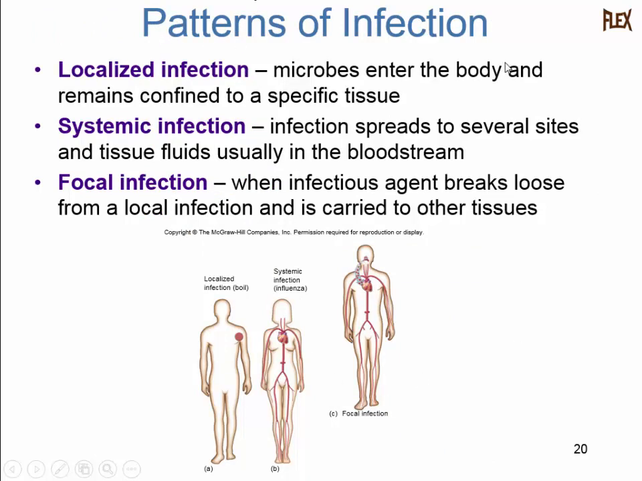So patterns of infection consist of localized or systemic infections. Localized infections could be like a boil. They could be a localized infection where you've got possibly a wound on your foot or your hand. They're going to stay at that site of infection, and they're not going to move from that site of infection. However, you can have systemic infections such as influenza virus, so the flu.